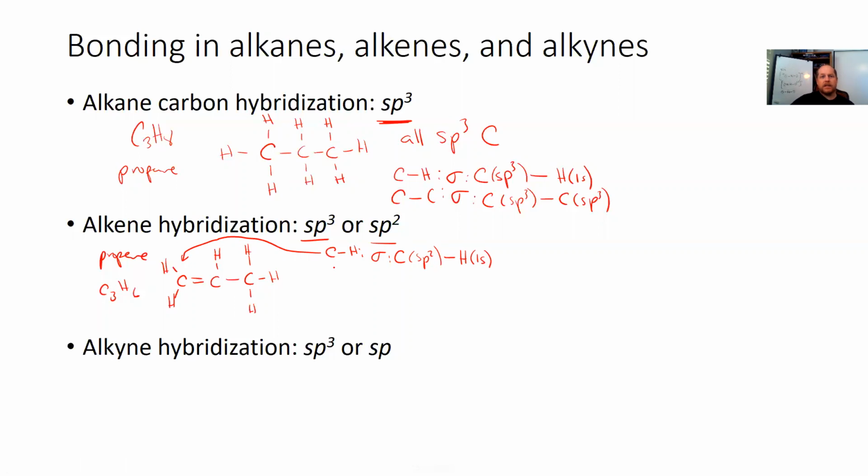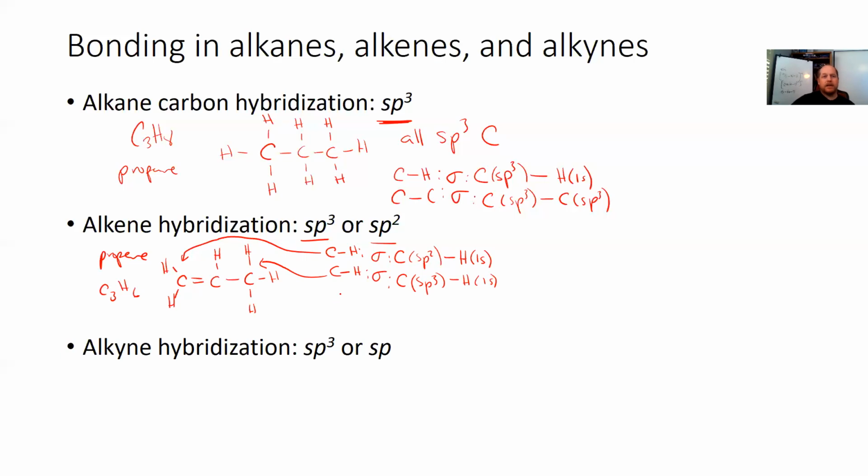The other carbon-hydrogen bonding motif is still a sigma bond, but it's going to be the one represented here. And so you can have a carbon sp3 orbital bonded to a hydrogen 1s.